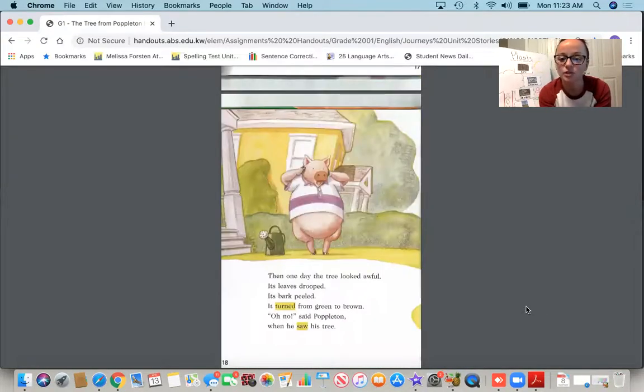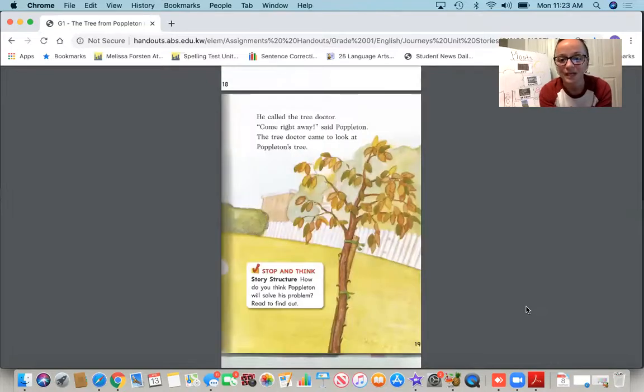Then one day the tree looked awful. Its leaves drooped, its bark peeled, it turned from green to brown. "Oh no," said Poppleton when he saw his tree. So some of those power words. He called the tree doctor. "Come right away," said Poppleton. The tree doctor came to look at Poppleton's tree.